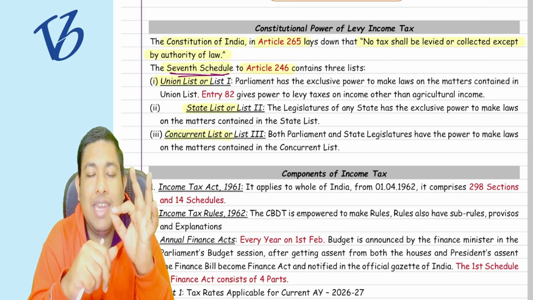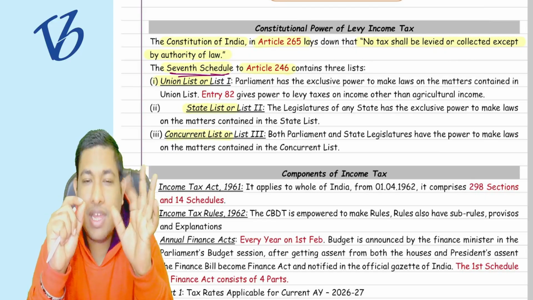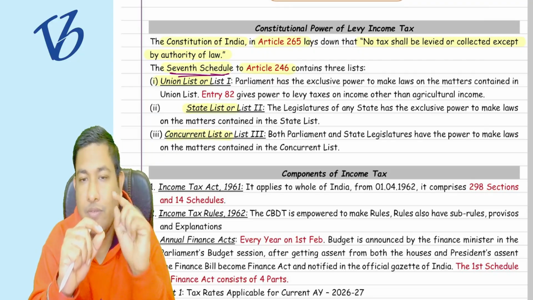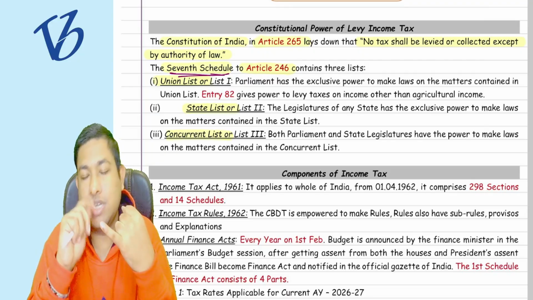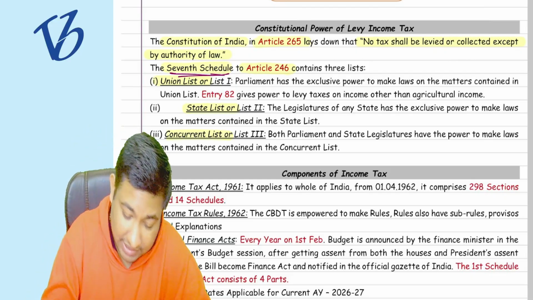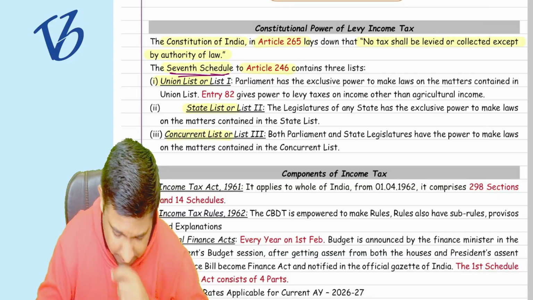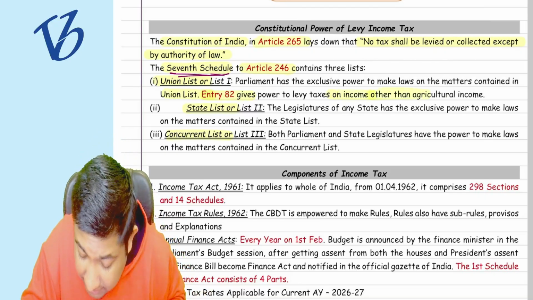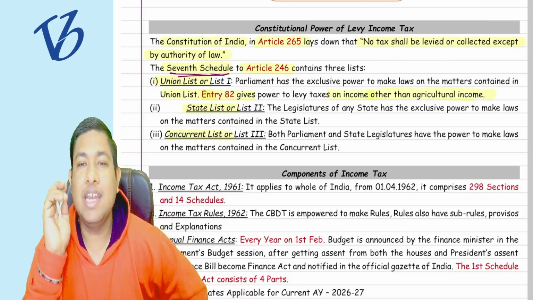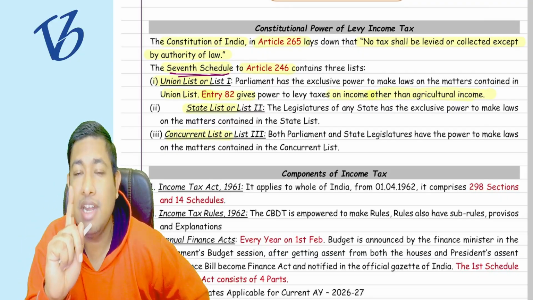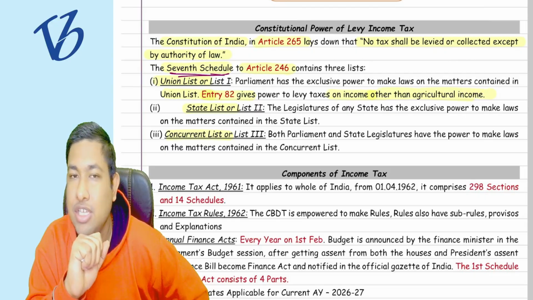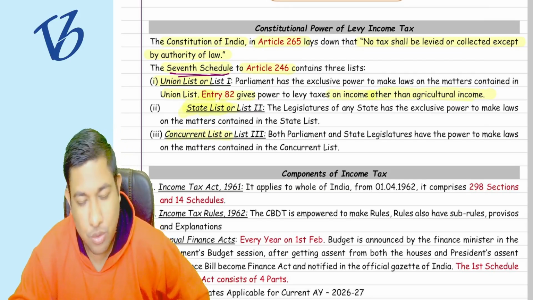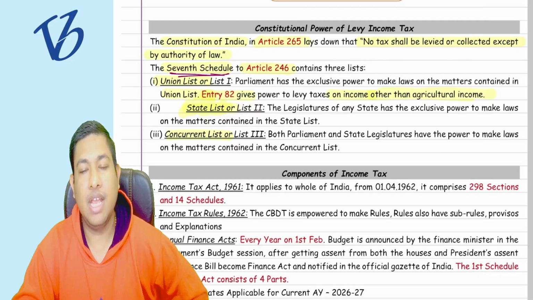But now what our matter is: where is the income tax act written? Taxes on income are written under entry number 82 of the union list, that is list number 1. Entry number 82 says that the union government can collect the taxes on income, but other than agriculture income. The taxes on agriculture income cannot be collected by the union government. Only the state government is going to collect the taxes on it.